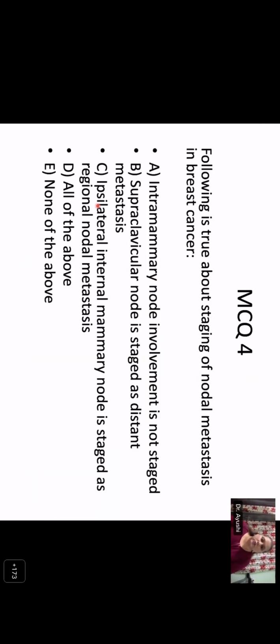So this is my next MCQ. Following is true about staging of nodal metastasis in breast cancer. Option A, intramammary node involvement is not staged. Option B, supraclavicular node is staged as distant metastasis. Option C, ipsilateral internal mammary node is staged as regional nodal metastasis. Option D, all of the above. Option E, none of the above.